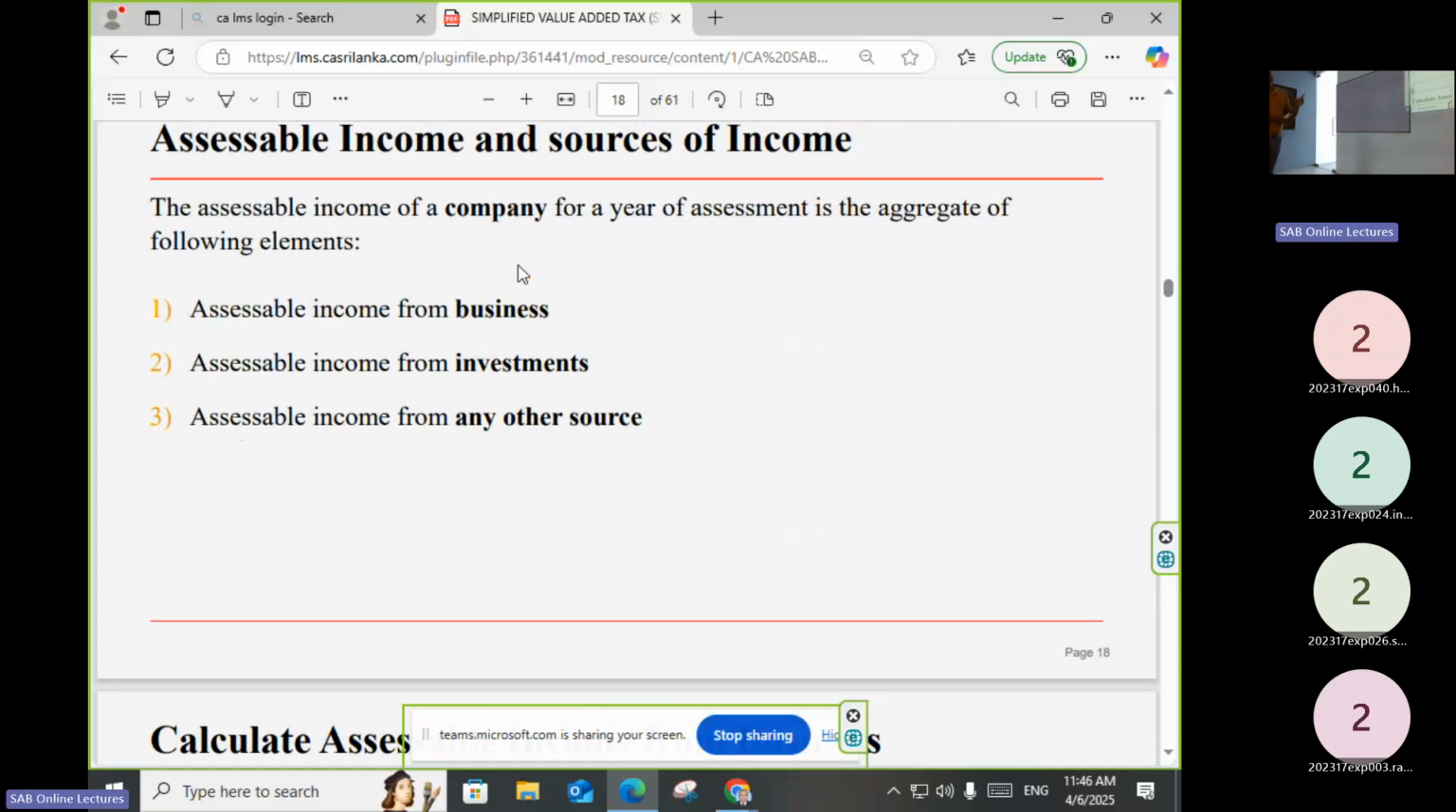Right. So now we know about the case of the company. The assessable income of a company for a year is the aggregate of the following elements. In the case of a company, it is very rare for them to get employment income, as per the law a company is just treated as a separate legal person. So assessable income from business, from investment, and from any other source. So basically the assessable income of a company could be either business or investment, otherwise other sources of income.